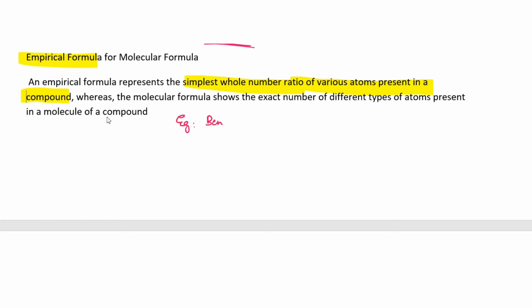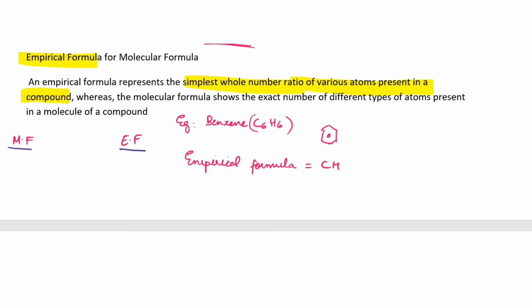For example, you take benzene, C6H6. What is the molecular formula? It is C6H6. Empirical formula is CH, because we can cancel the common factor 6. So let me give you molecular formula and you tell me what is the empirical formula. First I give you diborane, B2H6. So what is the empirical formula? BH3, isn't it? Next, Fe2O3. There is no common factor, so it remains as Fe2O3.